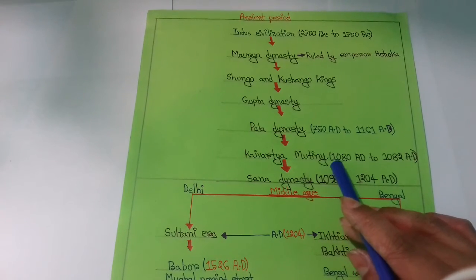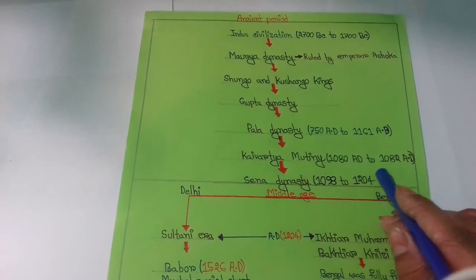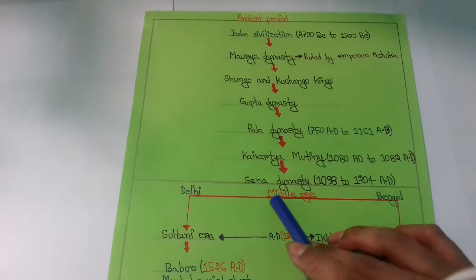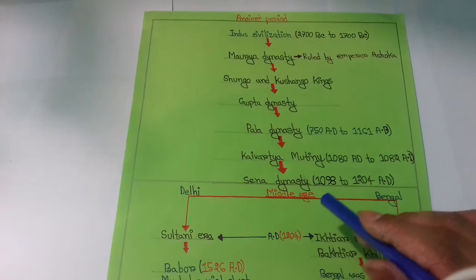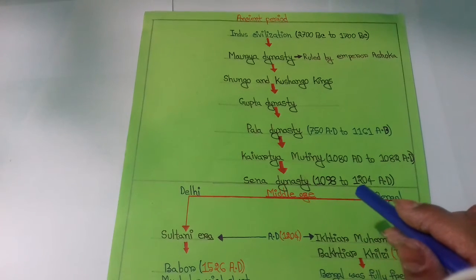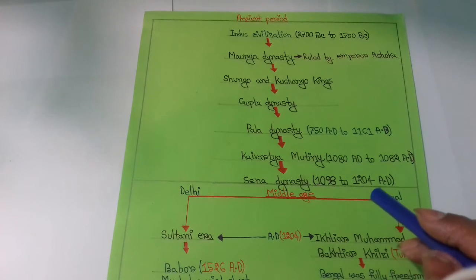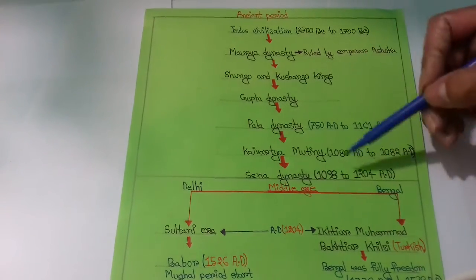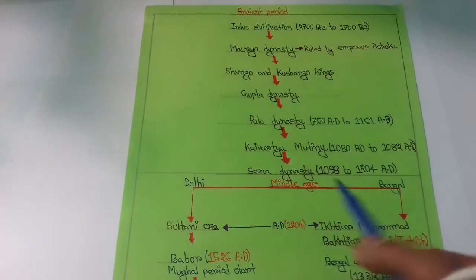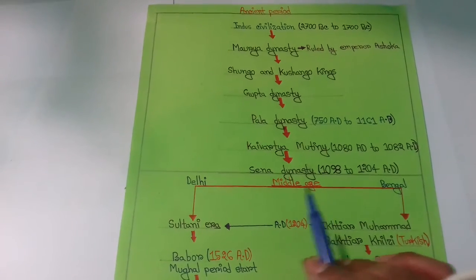Then there is Koivarto Muchini. It lasted from 1080 AD to 1082 AD. Then there is the Sena dynasty. It lasted from 1098 to 1004 AD. These are all the ancient period, and now comes the Middle Age.